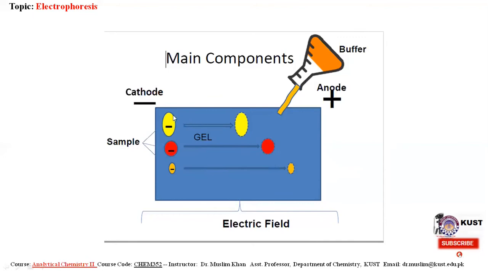This is a bigger molecule having greater mass. This is smaller than this, and this is smaller than this. So the smaller one will move fast. It will reach the anode first, and then this one after it, and then this one after that. So, because of the application of the electrical field, these ions move towards their respective electrodes and are separated from each other. This is the main principle of the electrophoretic technique.